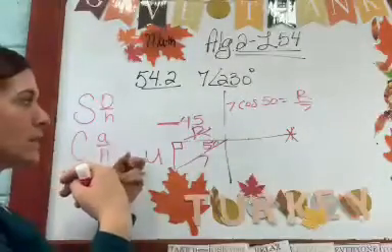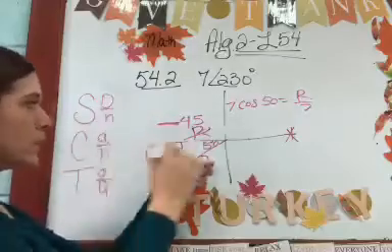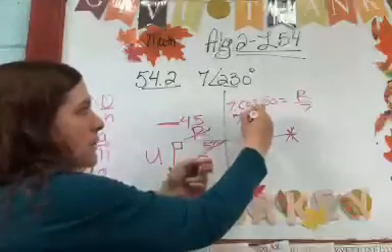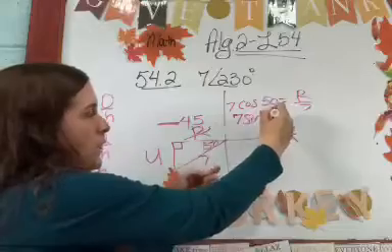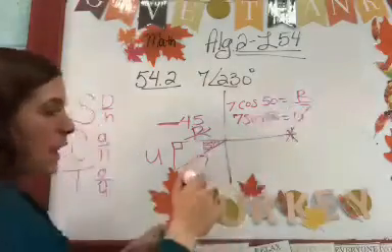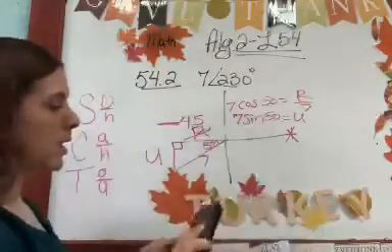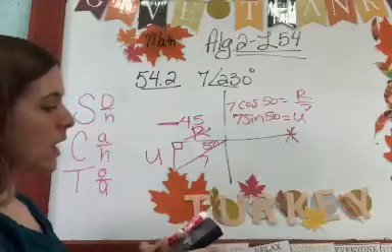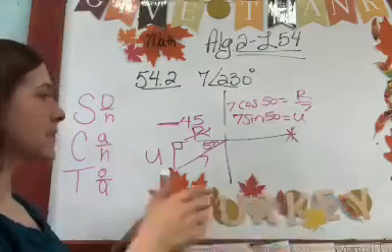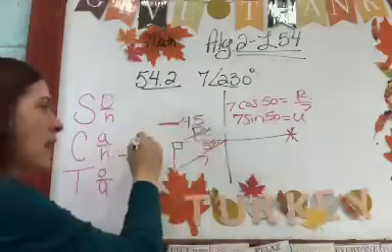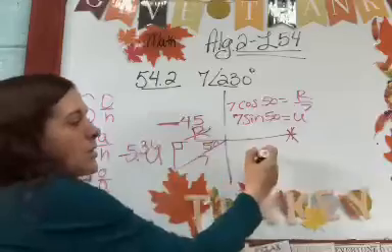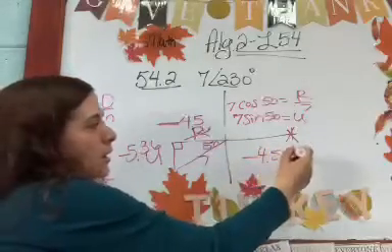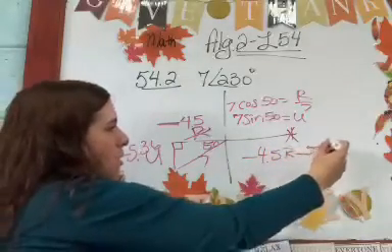Okay, U is opposite over hypotenuse, so it's going to be sine. So we already know it's going to be 7 sine 50 equals U. Okay, because now we know the routine. So 7 times sine 50, 5.36. Again, it's going down, so it has to be negative 5.36. So now your coordinates are negative 4.5R minus 5.36U.